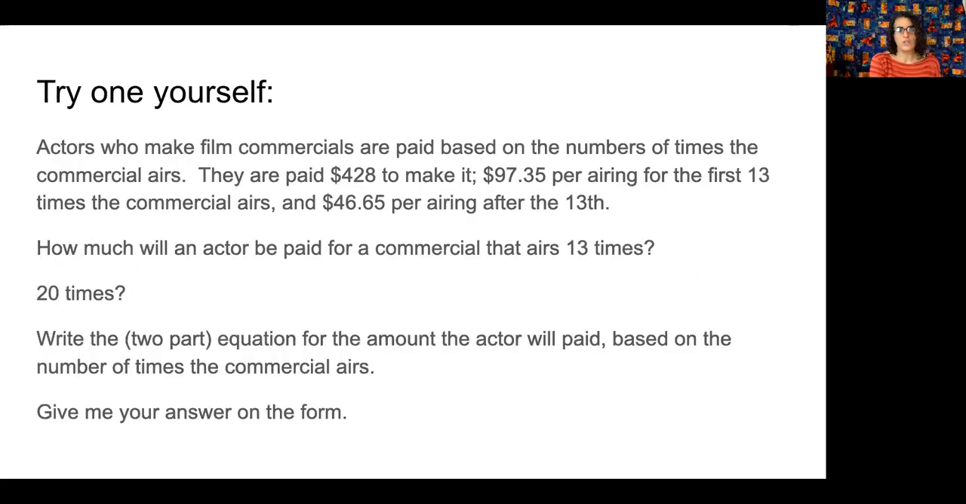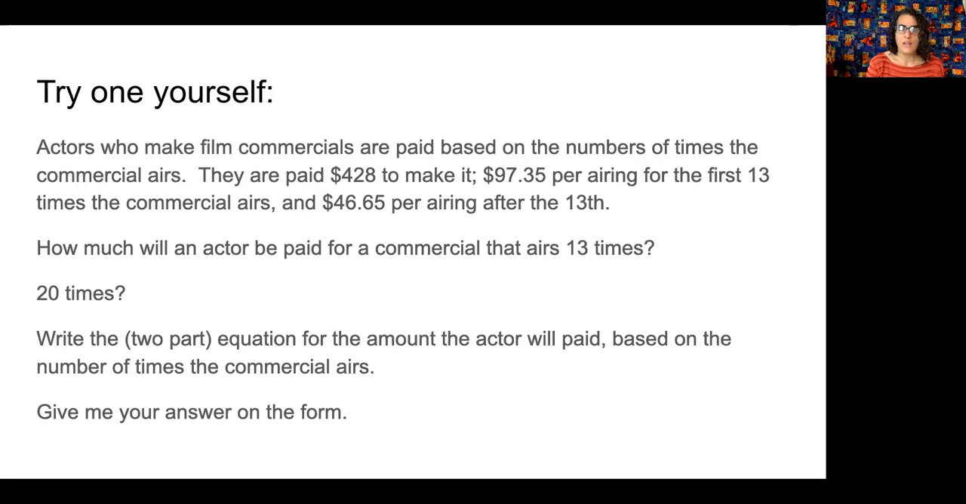I'd like you to try one yourself. We're looking at actors who make commercials, and it turns out they're paid based on the number of times the commercial airs. This is an actor who is the lead in a commercial that airs on network TV, on prime time. They're paid $428 to make the commercial, $97.35 per time the commercial airs for the first 13 times it's on the air, and $46.65 per airing after the 13th. So I want you to figure out how much an actor will be paid for a commercial that airs 13 times. That's a changeover point. What about 20 times to practice it?